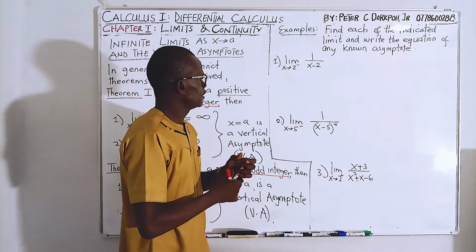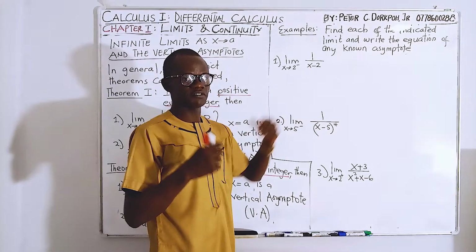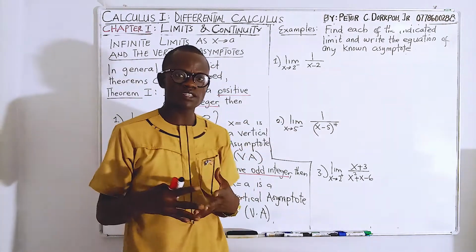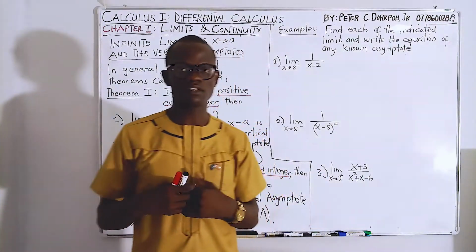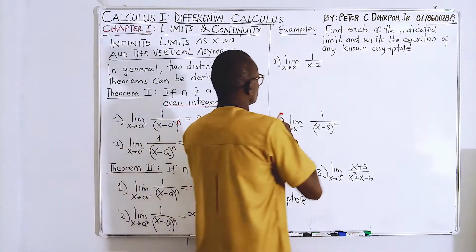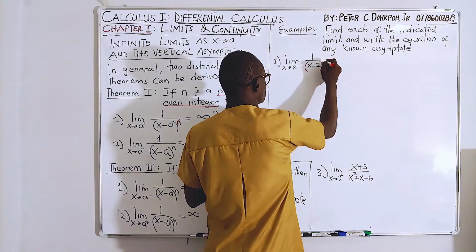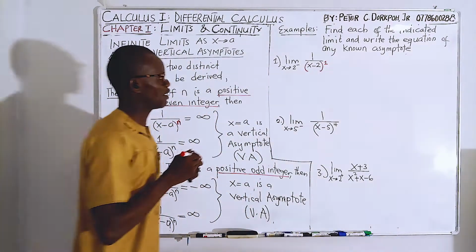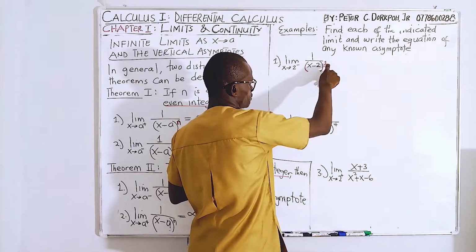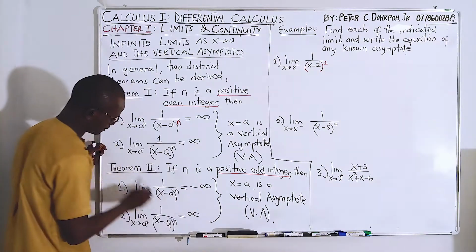What if you are given the limit of 1 over x minus 2 as x approaches 2 from the left? We know that this thing is infinite, but we want to know whether it is negative infinity or positive infinity. So we apply the theorem. Let's consider our n right here to be 1. So is it even or odd? This is odd, so we deal with the second theorem.